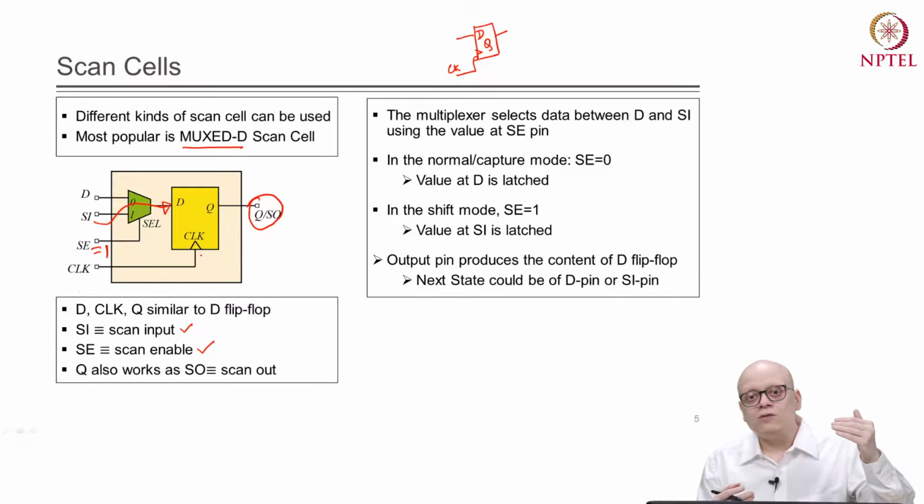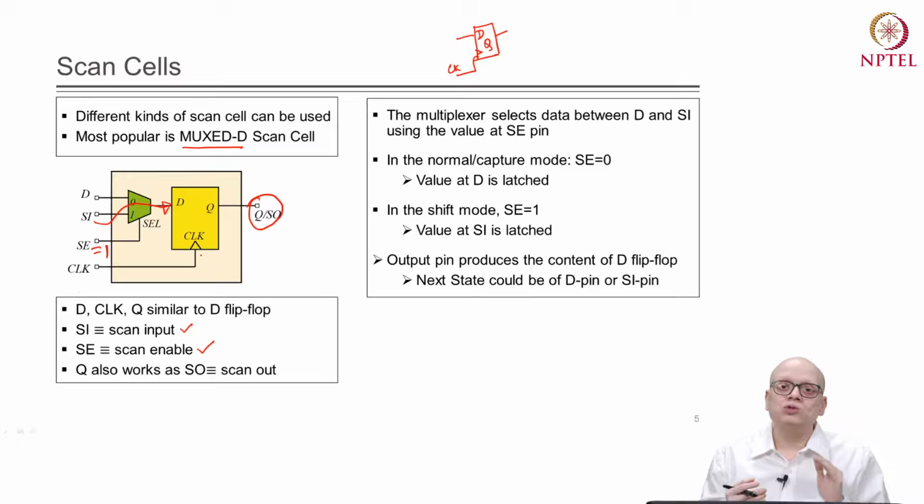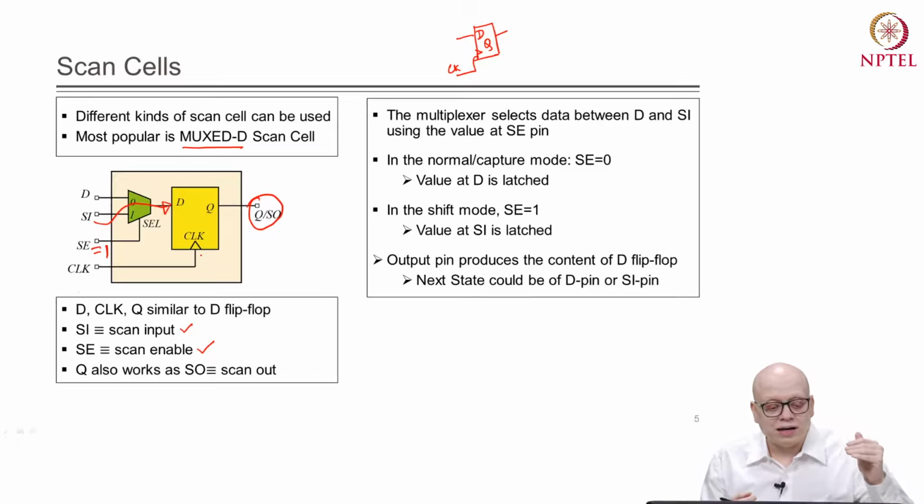When will the value of D be captured? When Se, or the scan enable, is equal to 0. And when will the value at Si be captured? When the scan enable is equal to 1.